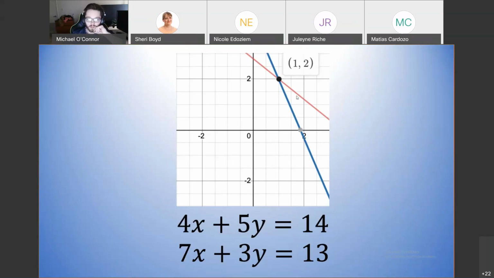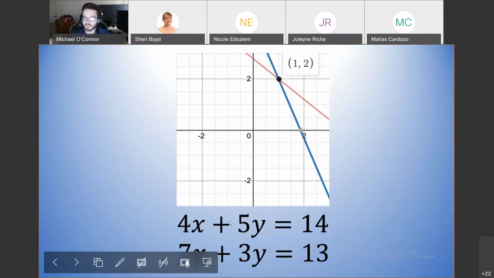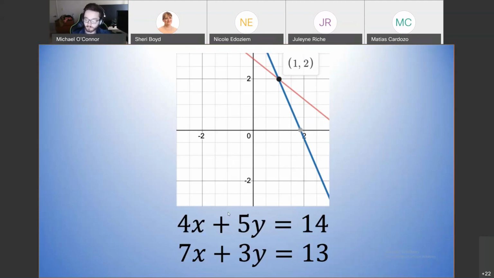So the blue line is actually, that's a good guess. I appreciate you participating. The blue line is actually the second one, because the way you figure that out is if you solve for y, for the second line, it's y equals negative 7x over 3 plus 13. And as that slope gets higher, the line gets steeper. For the other one, if you solve for y, it's y equals negative 4/5 x plus 14/5. So that number is not as high, so the slope isn't as steep. That's okay. I appreciate you participating.